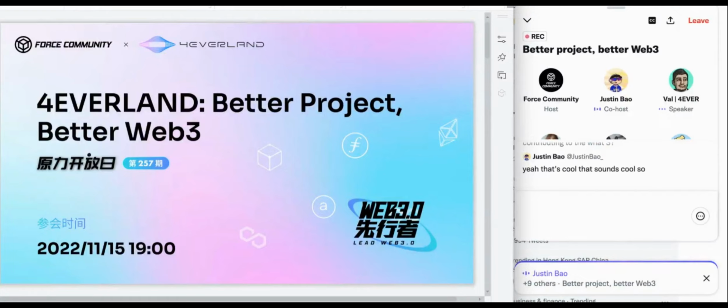Yeah, that's cool. That sounds cool. So would you like to share a little bit of your expectations for the MSP1 program? And in the actual process of selecting different kinds of projects, what are the criteria, and what kind of projects do you prefer?